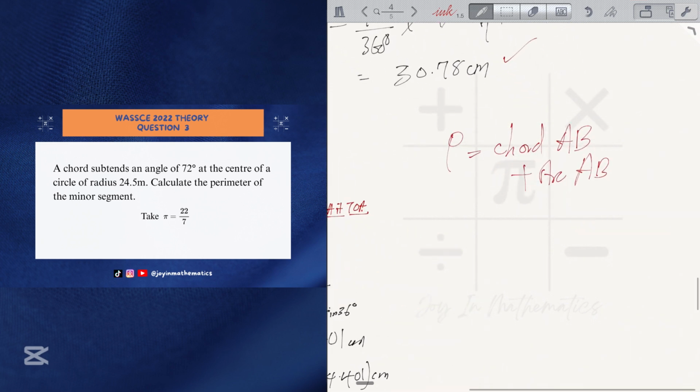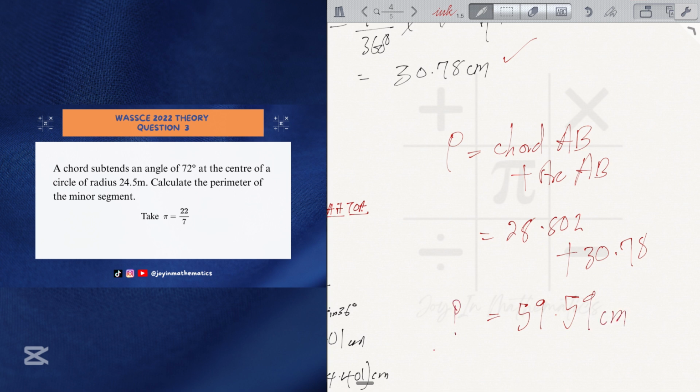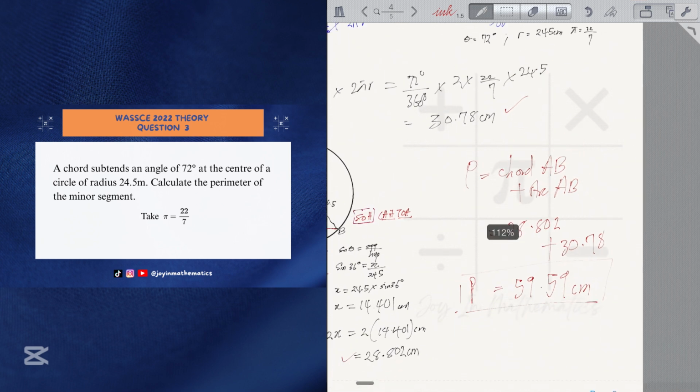So therefore perimeter equals chord AB plus arc AB. So we make our substitution. Chord AB that we evaluated was 28.802 and arc AB was 30.78, and if we sum this together we will have 59.59 centimeters. So the perimeter is equal to 59.59 centimeters.